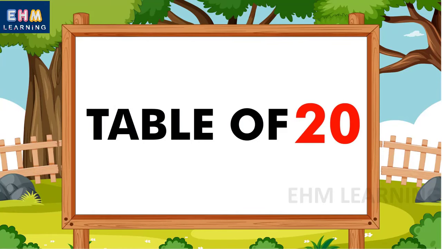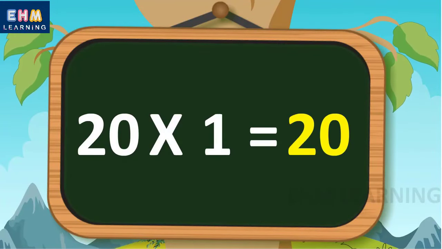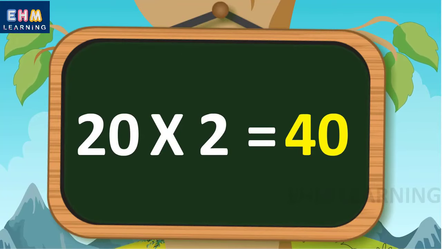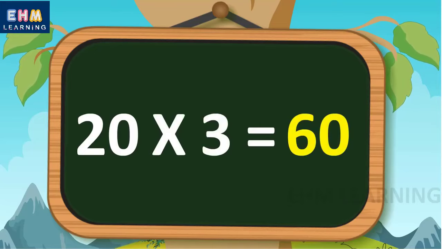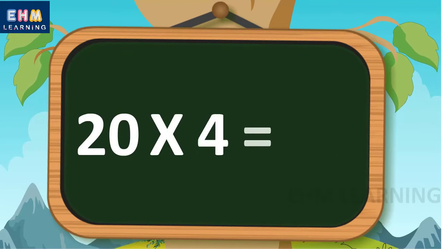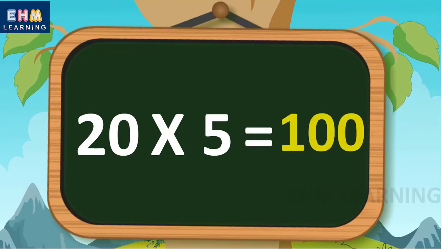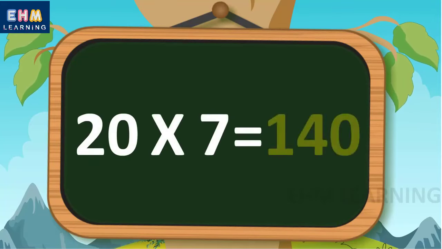Table of 20. 20 ones are 20. 20 twos are 40. 20 threes are 60. 20 fours are 80. 20 fives are 100. 20 sixes are 120. 20 sevens are 140.